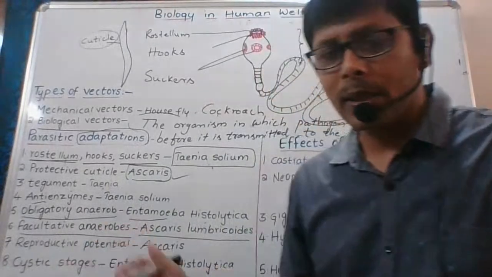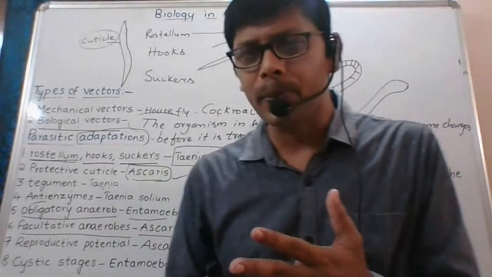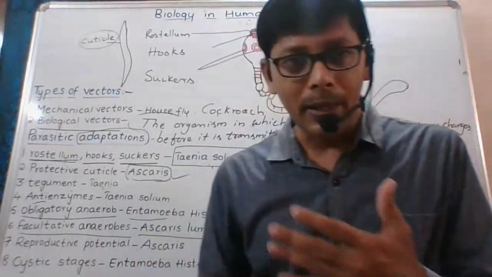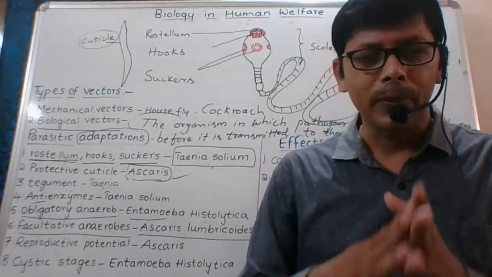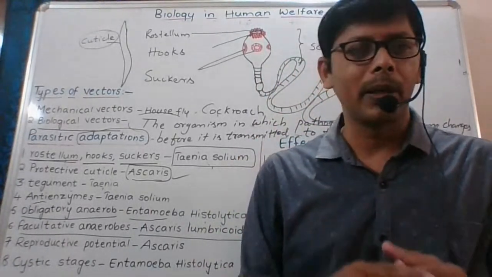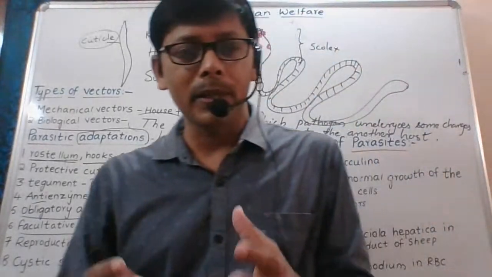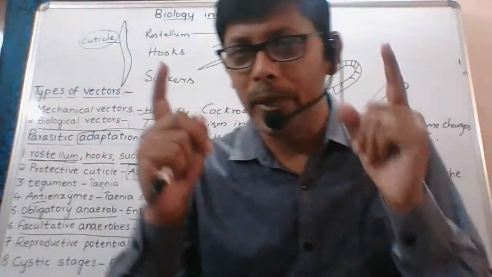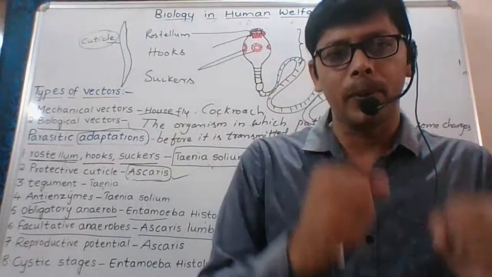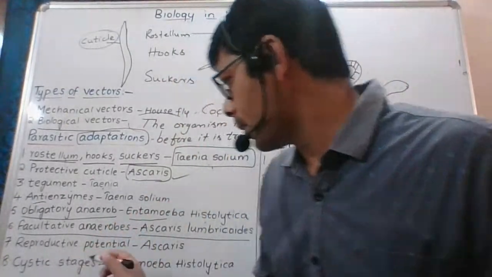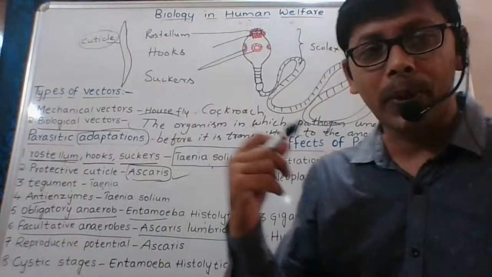In these parasites, several structures like the nervous system, circulatory system and respiratory system are not well developed. They are poorly developed here. The morphological and anatomical structures are simplified, whereas the reproductive system is well developed. There is great reproductive potential.